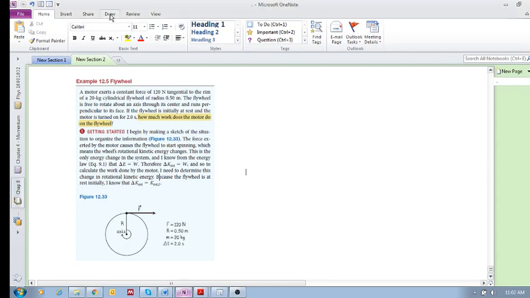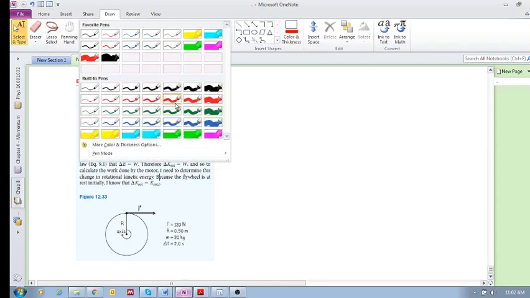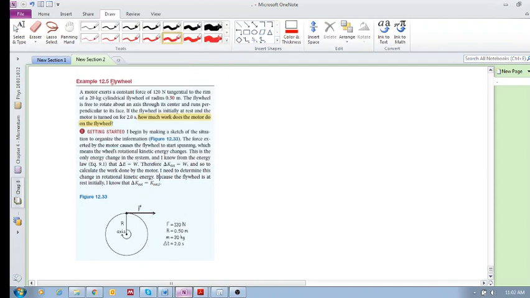Let's look at example 12.5, flywheel. Here we have a flywheel. So it's like a disc, okay? A motor exerts a constant force of 120 newtons, tangential to the rim of a 20 kilogram cylindrical flywheel of radius half a meter. The flywheel is free to rotate about an axis through its center, okay?